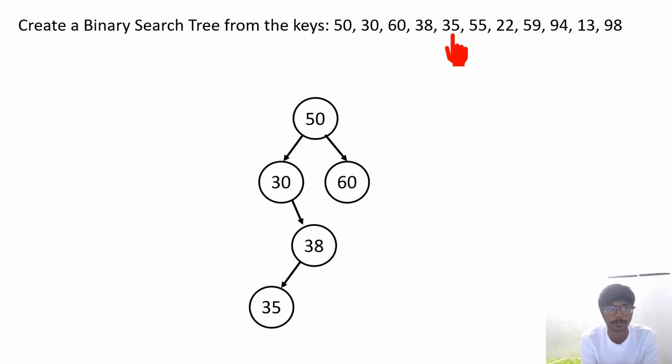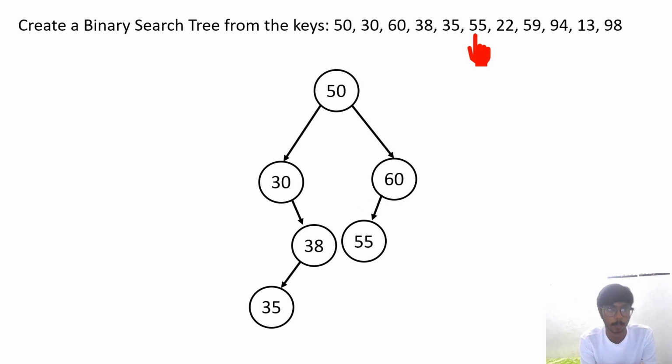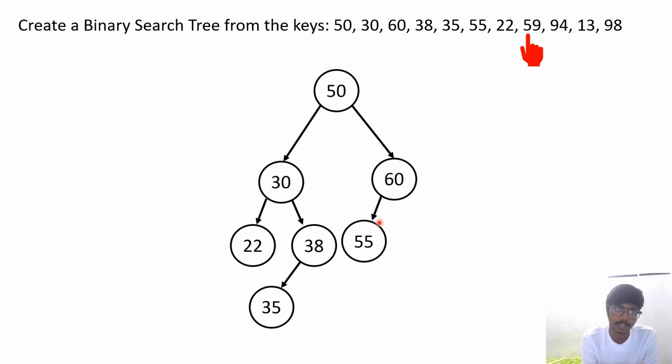The next value, 55. 55 is greater than 50 and smaller than 60, so it will go towards the left of 60. Then 22. 22 is smaller than 50 and smaller than 30, so it will go towards the left. Then 59. 59 is greater than 50 and smaller than 60, so it will go left, and it is greater than 55, so it will go towards the right.